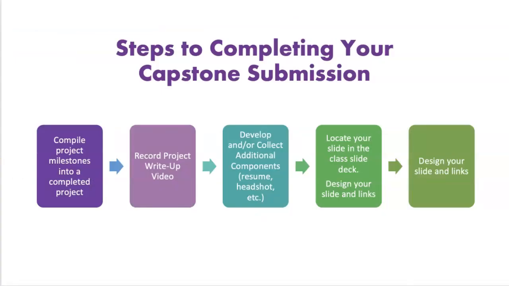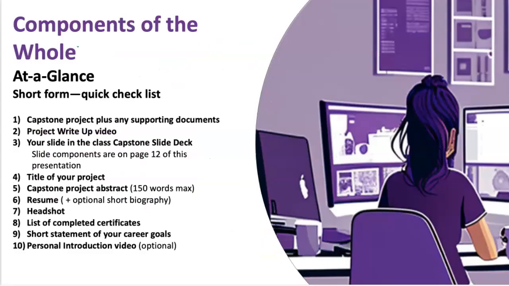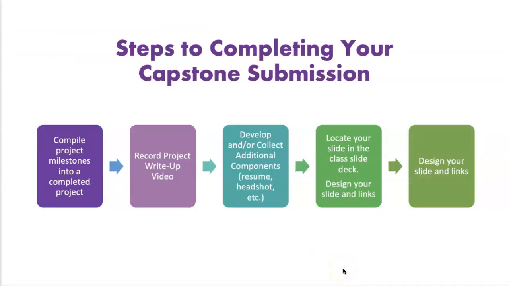So the steps to completing your capstone submission project, this is just my suggestion. You compile all of your project milestones into one project, one file. You can have supporting documents and things like that in addition, or you can roll them all into one file, whichever. But you'll be linking out to that from your slide. Then I want you to record a project write-up video presenting your project. In Canvas, I explain what I'm looking for there. Develop and collect all the additional components, the things that are listed here, like the title of your project and your resume and your headshot and stuff like that. Locate your slide in the class slide deck. Design your slide and set up your links. And then you have your final slide design with all the links, and your project is good to go.